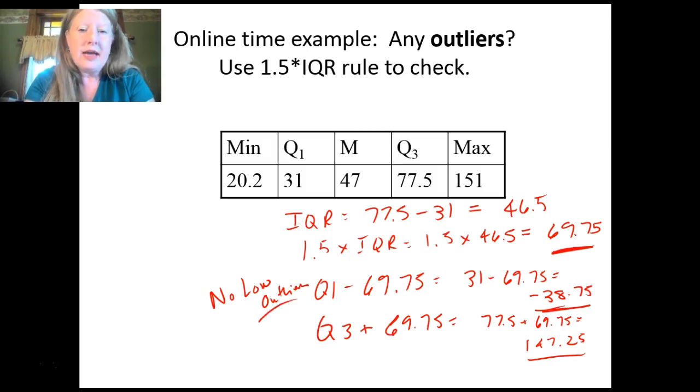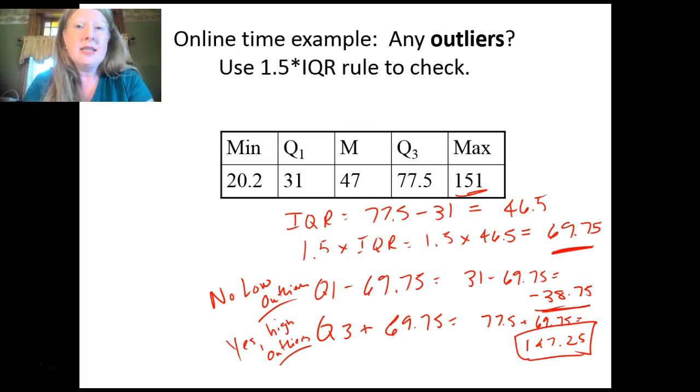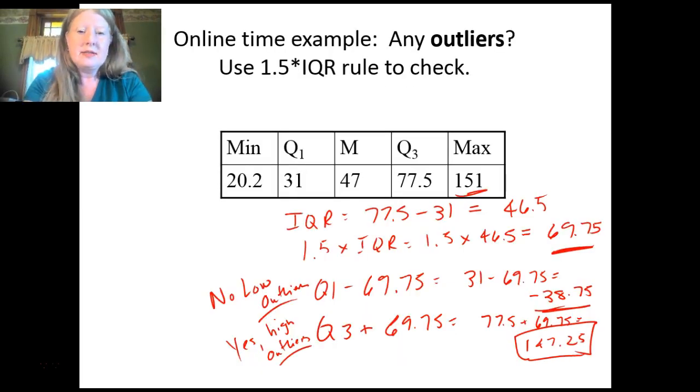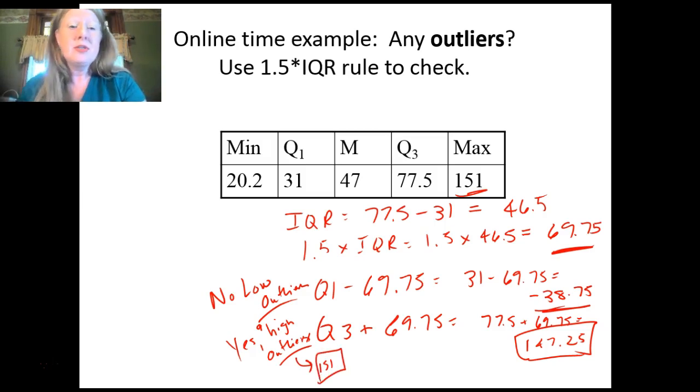In terms of high outliers, I'm going to say yes, we have high outliers. How many do we have? Well, I know that I have at least one because the maximum is 151. Let's go back. My next lowest is 135, so that would not be an outlier because that's not larger than 147.25. So we have one high outlier, and that high outlier is 151. So this time we do have outliers.